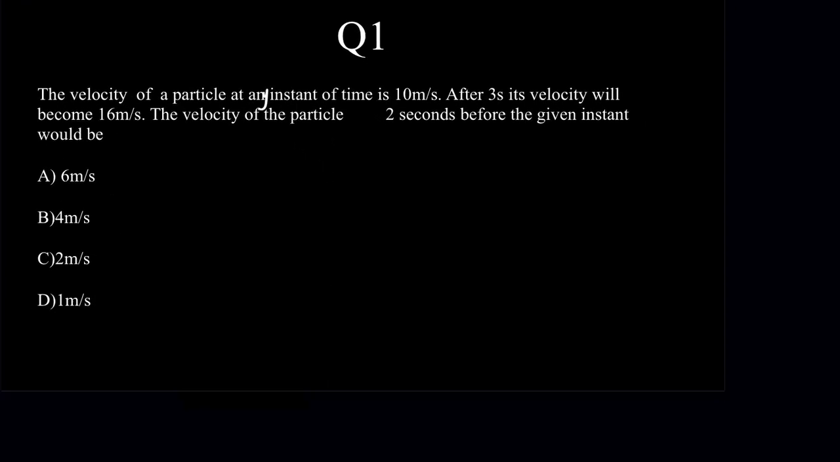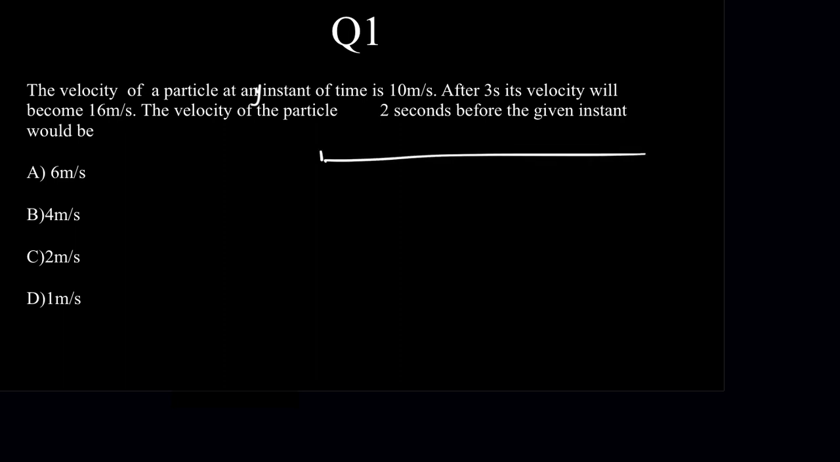So to understand the question, let us first draw a rough figure and say the motion is being represented from A to B and then from B to C. Let us say it is at this time, t is equal to x seconds, that the velocity of the body is 10 meter per second. And after 3 seconds, which means at t is equal to x plus 3 seconds, the velocity becomes 16 meter per second.